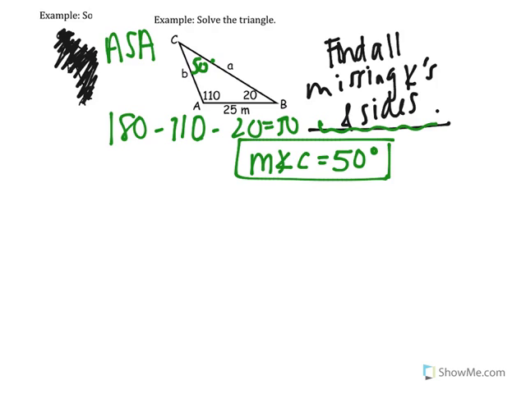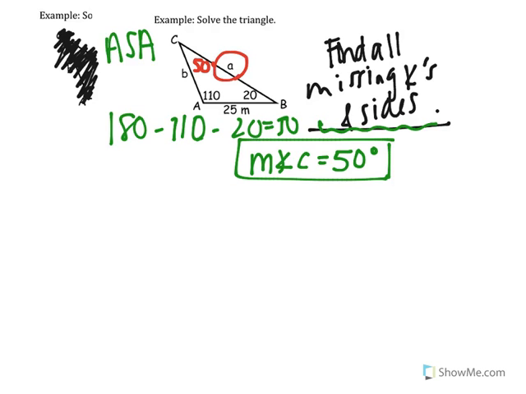So we need to solve for side A. You can see little side A and little side B. You cannot solve for both at the same time. So it's best to just pick one. And it really doesn't matter which one. So I have my 50 degrees. I'm going to just start with A.